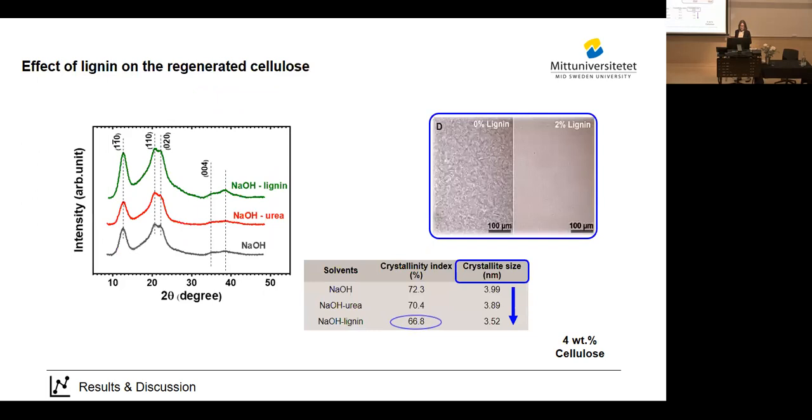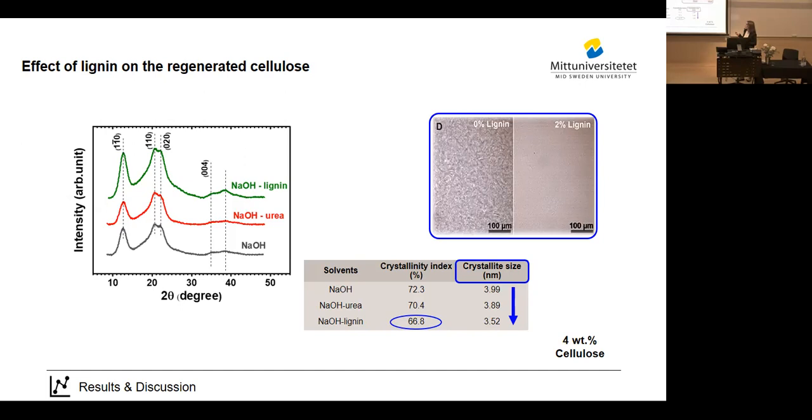We also roughly estimated the crystallinity of the regenerated samples from cellulose lignin solutions and compared with the neat solutions, the solutions in neat sodium hydroxide and sodium hydroxide urea. This was done because it is known from the literature that additives can have an impact in the packing of the molecules. In our studies, we concluded that the solutions that had lignin had a lower crystallinity, and also crystallite size was decreasing, and this could give some support to the previous polarized light microscopy, where we see a reduction in size of the structures.